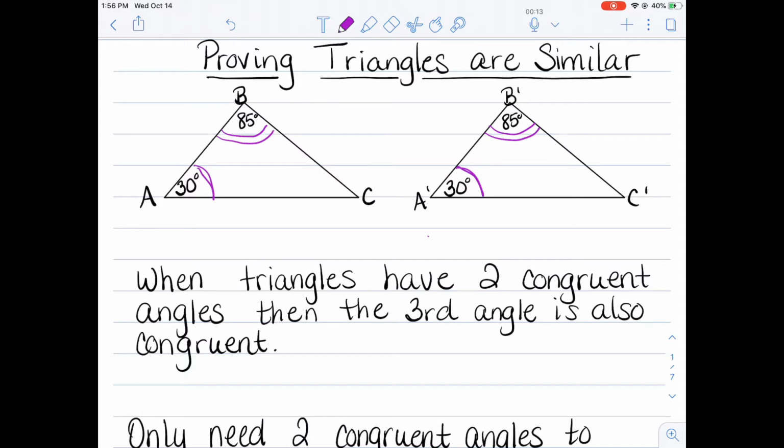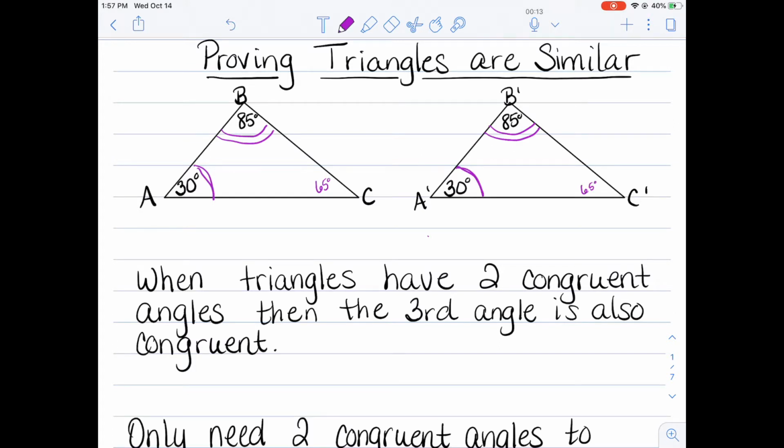So when in triangles we have two congruent angles, meaning they're exactly the same, then the third angle is also going to be congruent. Now, we still have to make sure they equal 180, because all triangles equal 180 degrees. But if we take 85 and we add 30, we're going to get 115. So these together equal 115. And then if we subtract that from 180, we're going to get the remaining angle of C, which would be 65. So we know if this is 65, this must be 65.